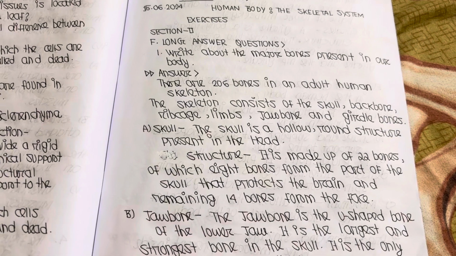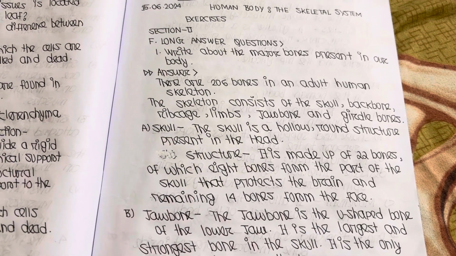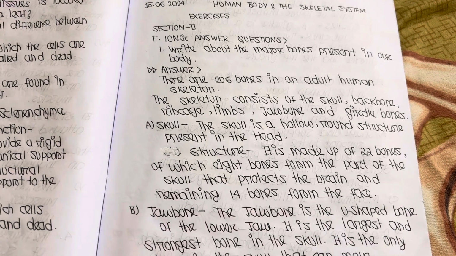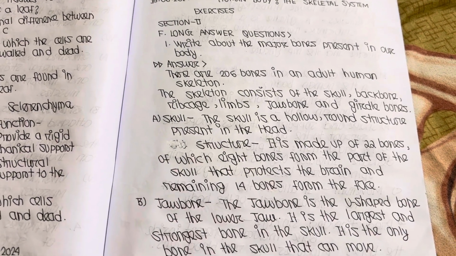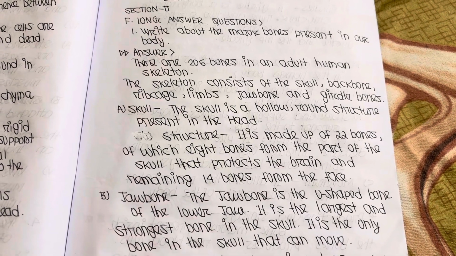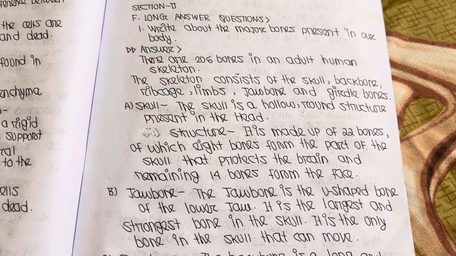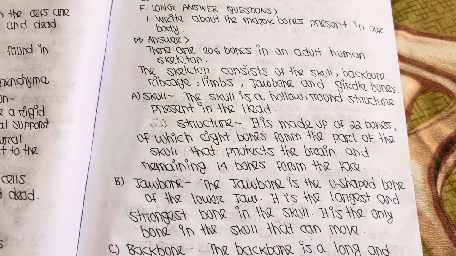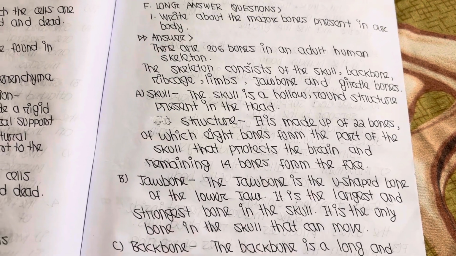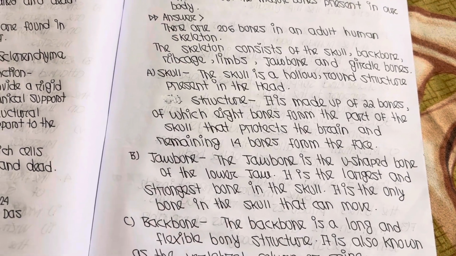First, the skull. The skull is a hollow, round structure present in the head. It is made up of 22 bones, of which 8 bones form the part of the skull that protects the brain and the remaining 14 bones form our face.